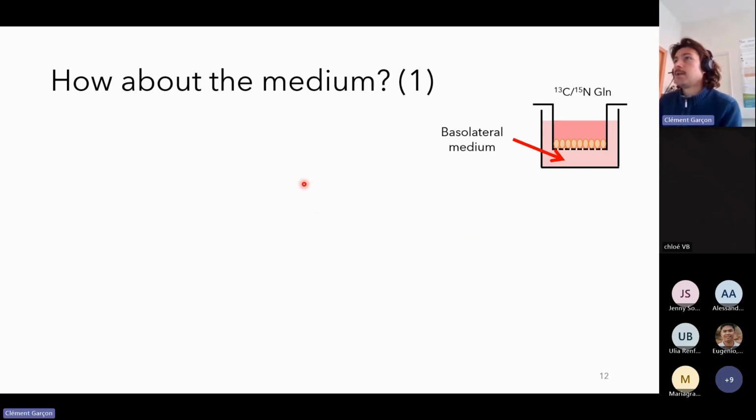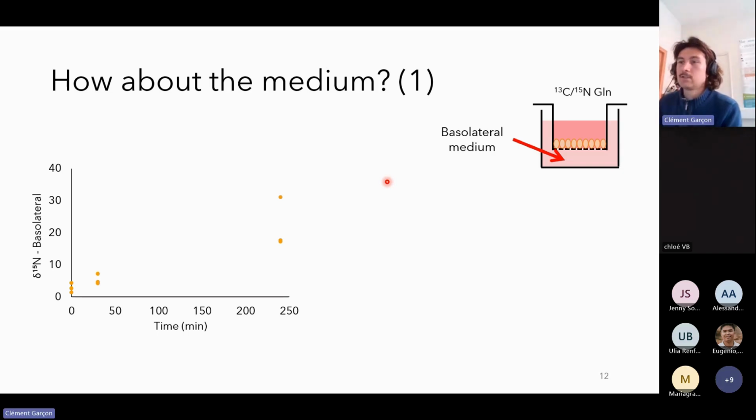Now, we were curious about what would happen in the medium over time. So we first looked at the labeled glutamine in the basolateral medium, the medium that is underneath the cells, and here you can see it over time. These are different experiments, so the time points are not the same, but basically you also see the increase in enrichment, so the nitrogen from the amino acids goes through the layer.